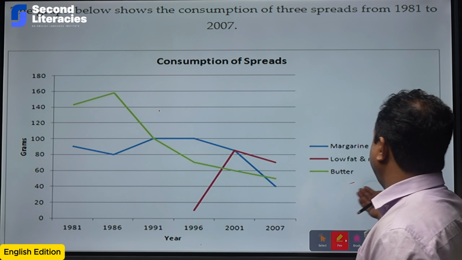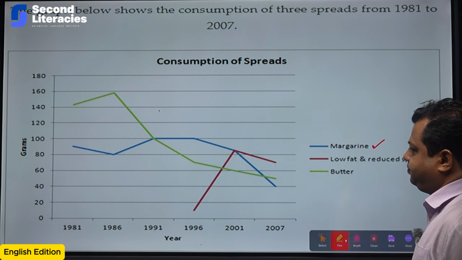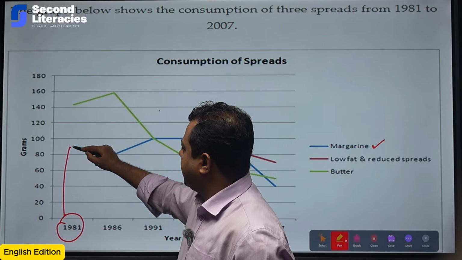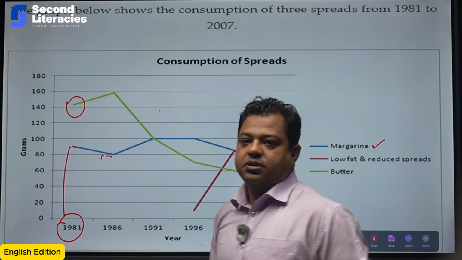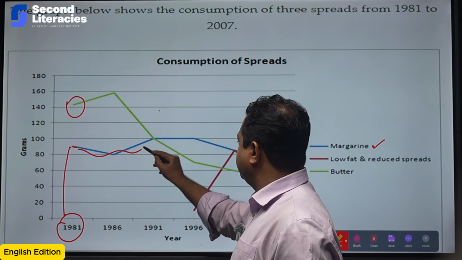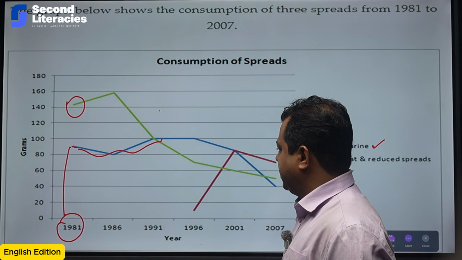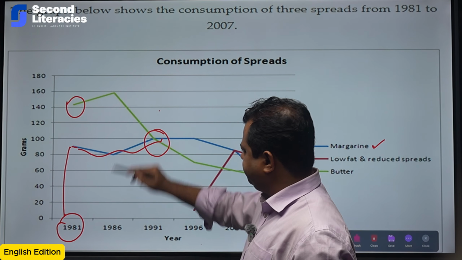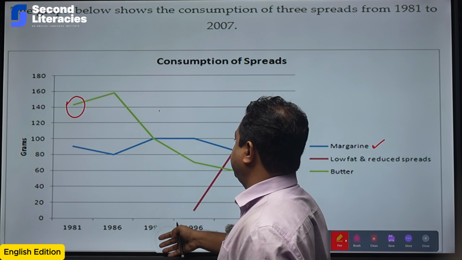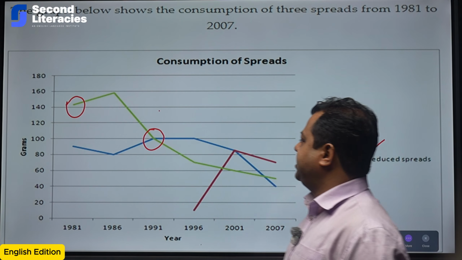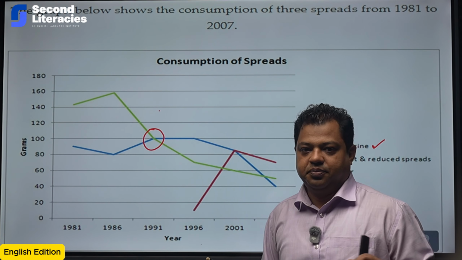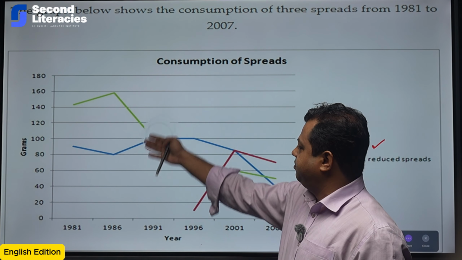Now let's start with the margarine. Margarine sales, you see, in 1981 were not that high. Butter was the highest. After that, margarine steadily continues, and in 10 years it's similar to butter. The sales of butter and margarine were the same. Here you can see the clash. The butter and the margarine were the same. You see, that's the beauty, very beautiful.